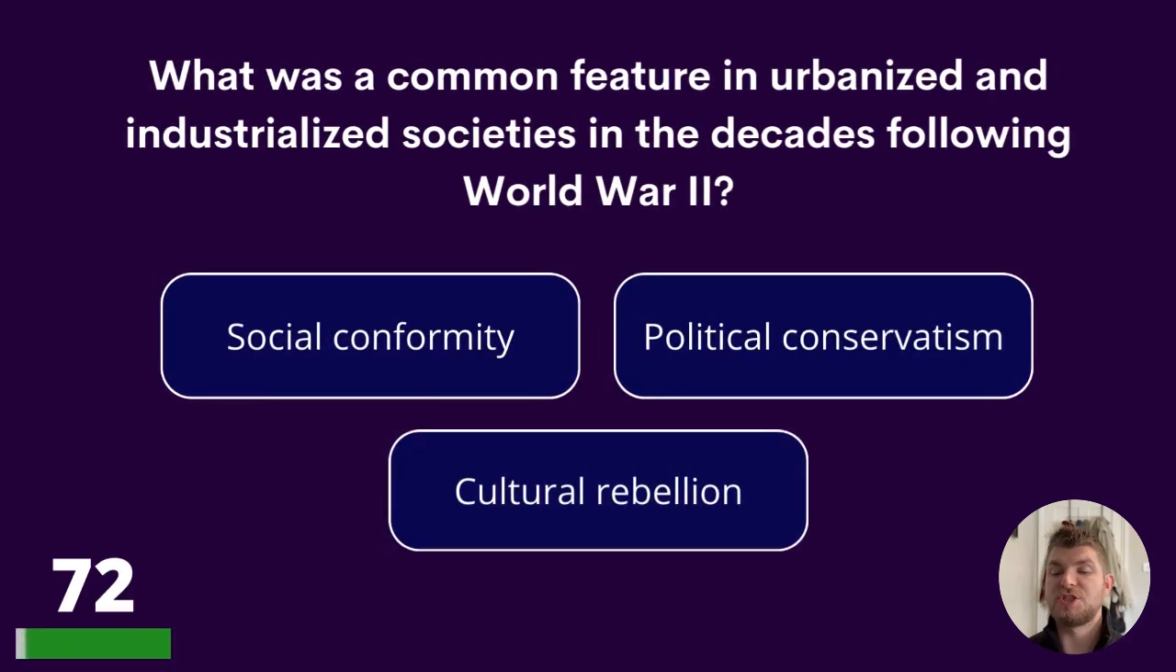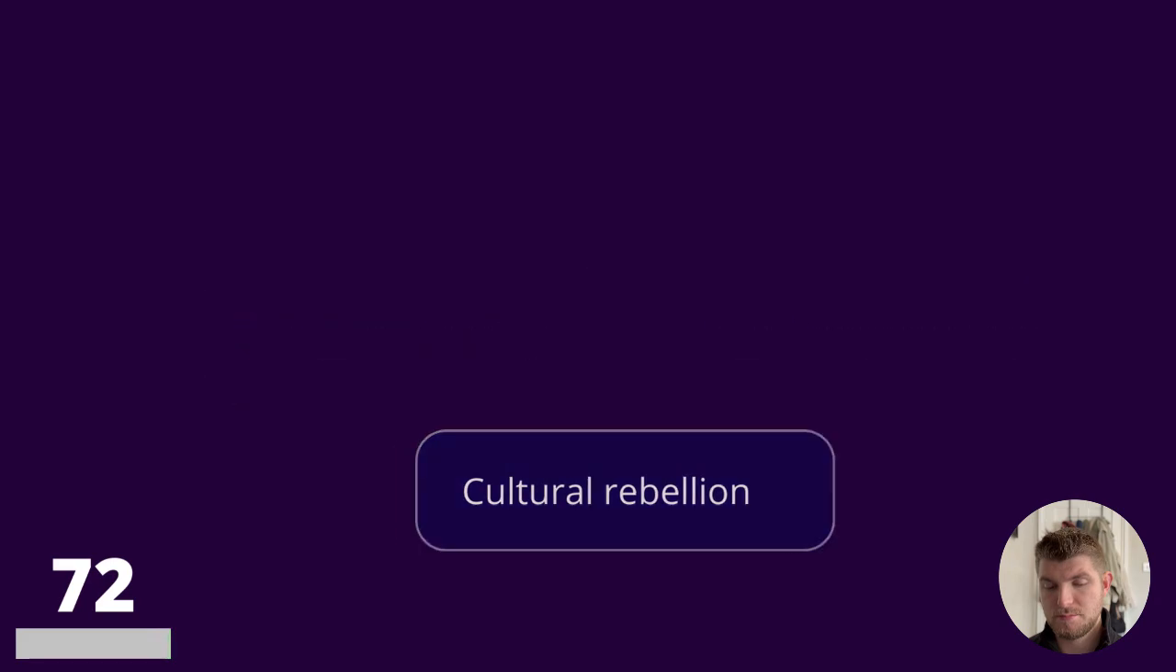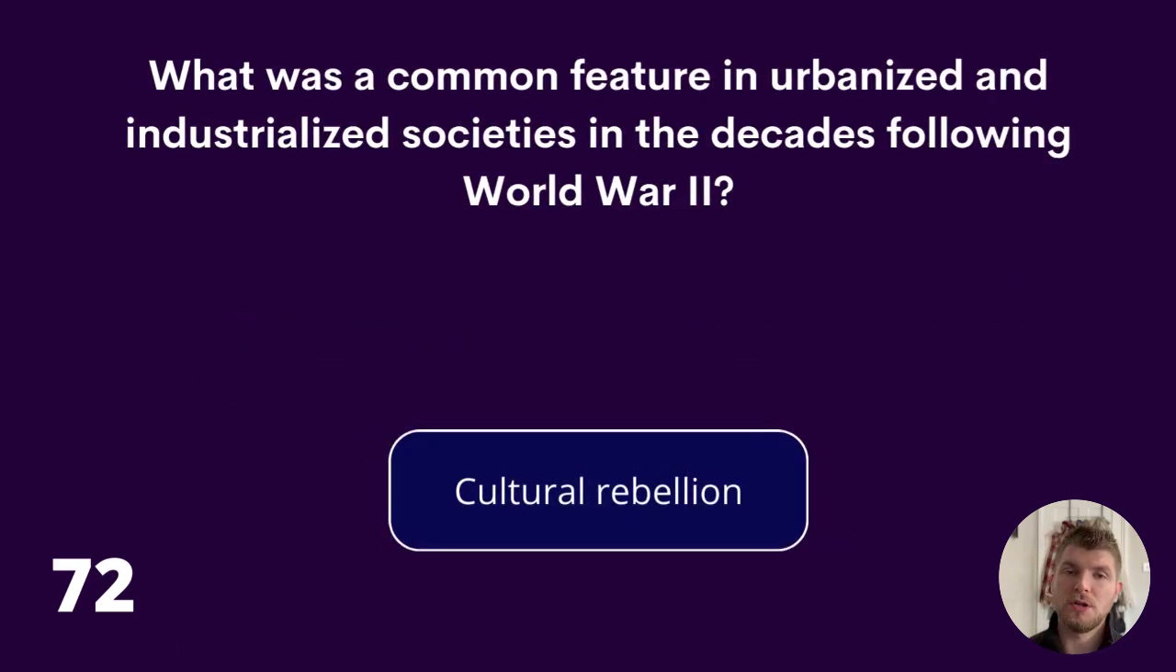Question 72. What was a common feature in urbanised and industrialised societies in the decades following World War II? Social conformity, political conservatism, or cultural rebellion? The answer, cultural rebellion.